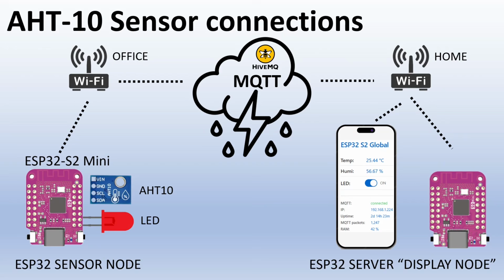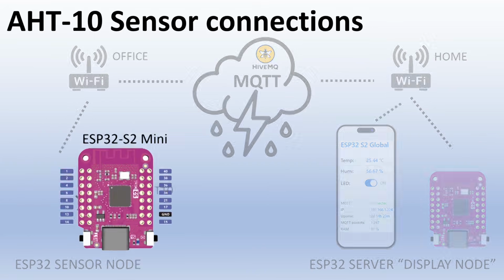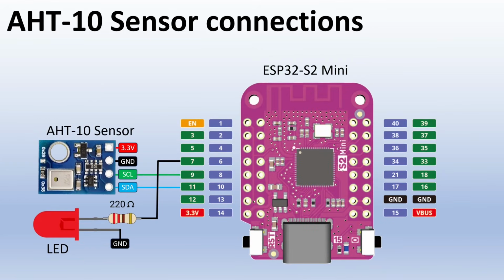To build the sensor node here on the left, we will connect an AHT10 sensor and an LED to an ESP32. I use an ESP32 S2 Mini. Other ESP32s will also work. I like the S2 Mini because it is inexpensive and quite reliable. I tried the C3 Super Mini, but the Wi-Fi performance was really bad. If you have any experience with the C3, please let me know in the comments.